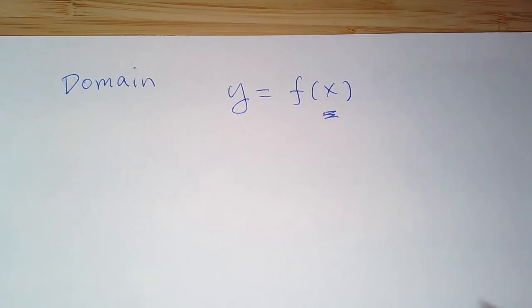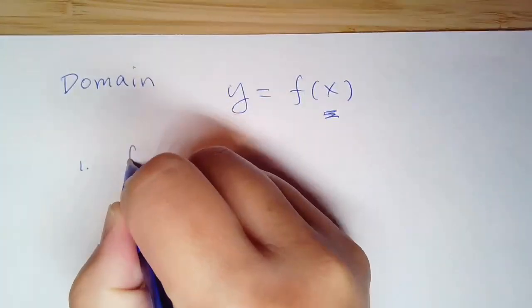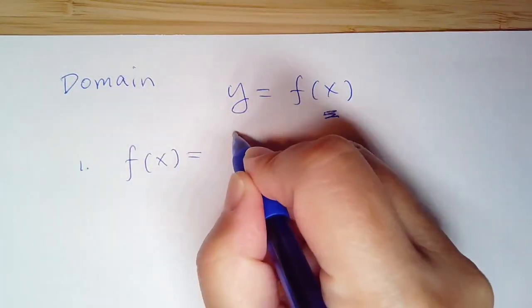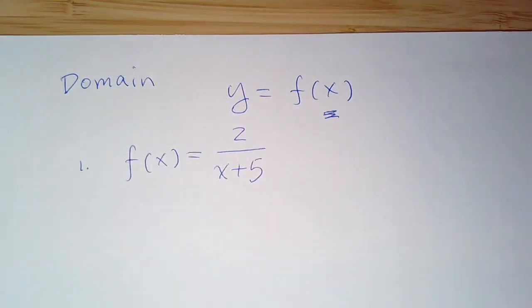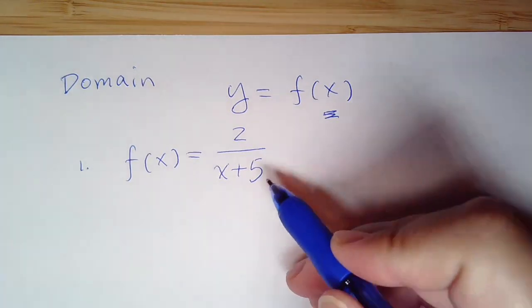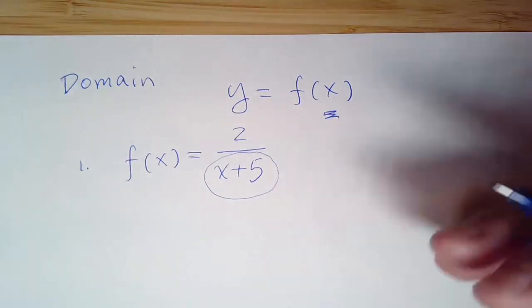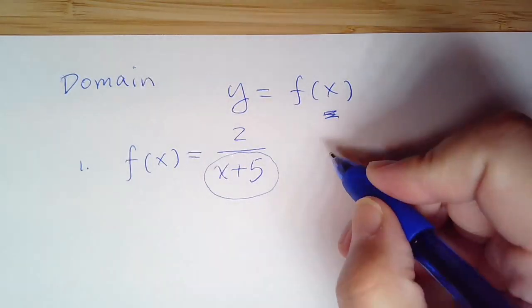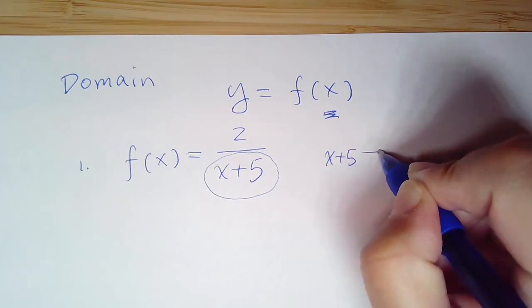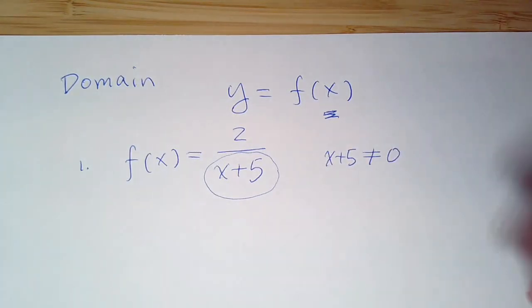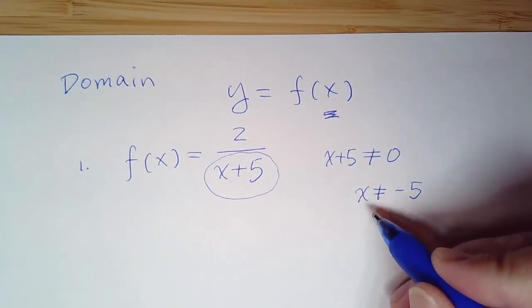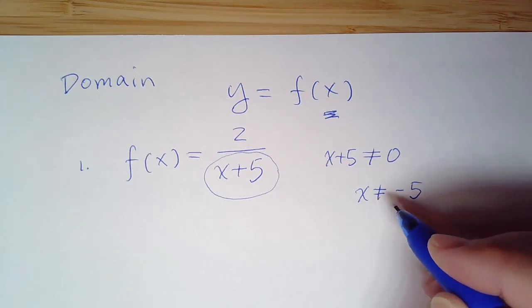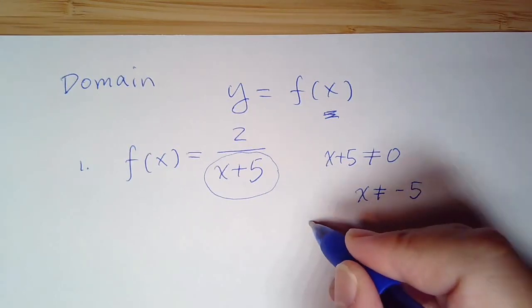All right, now let's work on this question first. Find the domain of f of x equals 2 over x plus 5. If you have this function, then you need to worry about the denominator because you have the x in the denominator, and as we know, the denominator cannot be 0. So x plus 5 is not 0, which means x is not negative 5. So your answer is the domain is all real numbers except negative 5.